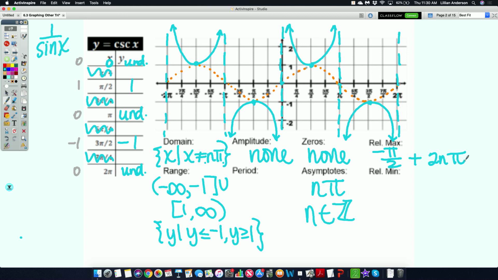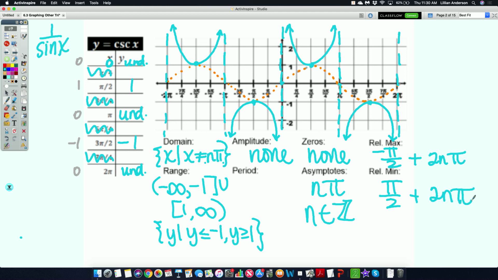N, of course, is a what? An integer. So if n were 1, that would be negative pi over 2 plus 2 pi. And if you add that, you do get 3 pi over 2. If you continue to add a 2 pi, you'll get the next one. What about your relative min? Pi over 2. And then the next one's going to occur every, how often? Same, 2 pi. So then we represent that as 2n pi.